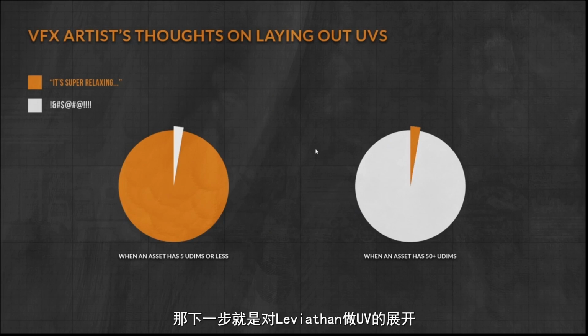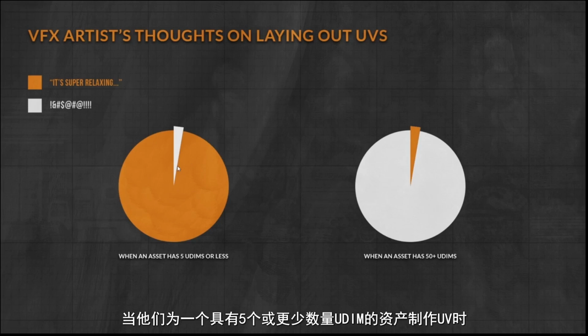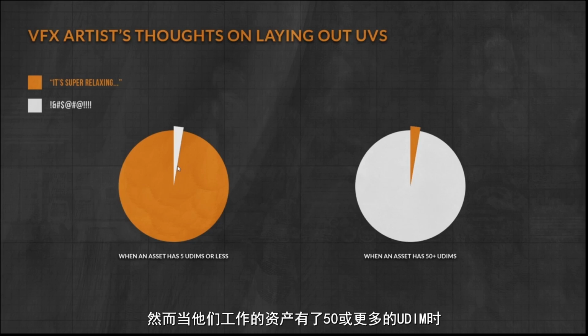So after I found all my references, it's time to unwrap. I unwrapped Leviathan, and this is just a little graph that I put together, because it's funny, a lot of people, when we talk about UVs, when they're making UVs for an asset that has 5 UDIMs or less, they say, oh no, it's super relaxing. But as soon as they work on an asset that has 50 or more UDIMs, they know how annoying it is, and it's a nightmare.